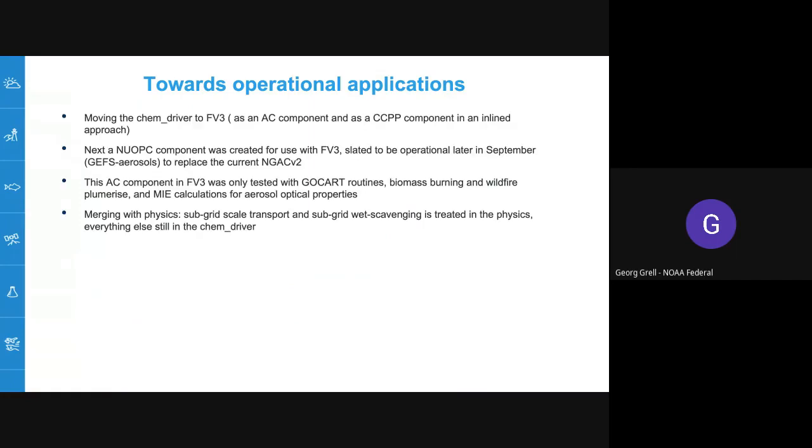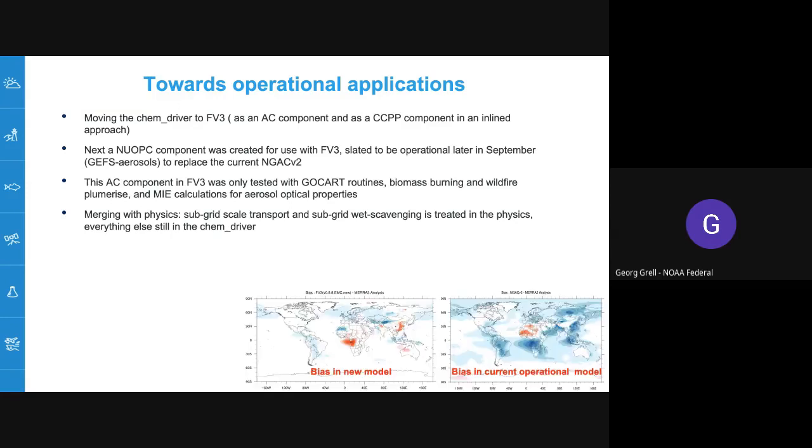So now we created a new NUOPS component out of this suite. And this is being tested in FV3, but only with a simple GOCART aerosol routines, biomass burning and wildfire plume rise, as well as the complex ME calculations for aerosol interactions. We also created a CCPP component out of the same thing, which is a more direct inline approach.